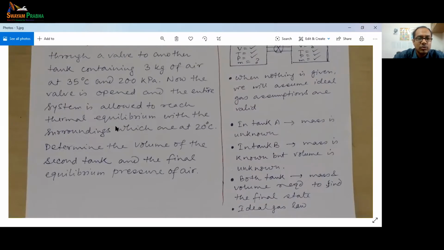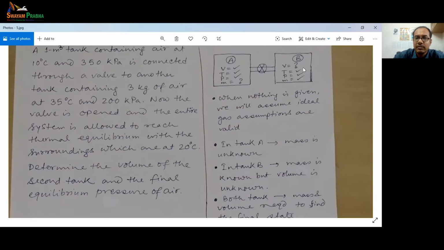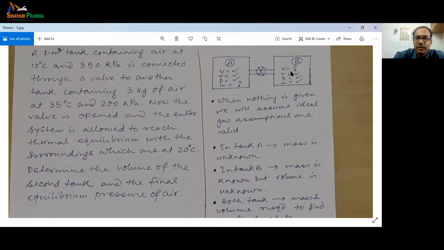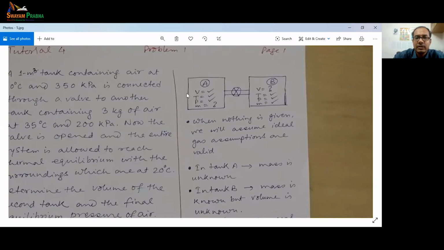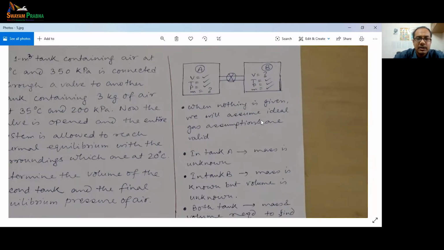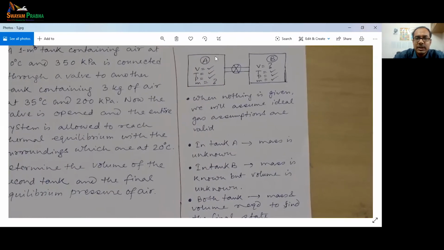Now what you need to do, you need to determine the value of the volume of the second tank, okay, which is not given. You can see with this question mark. So volume is not known, that you have to find out. And also you need to find out the final equilibrium pressure. So when both the tanks are equilibrated, you need to find out the pressure of either of the tanks or of the whole system. Okay, so this is the schematic.